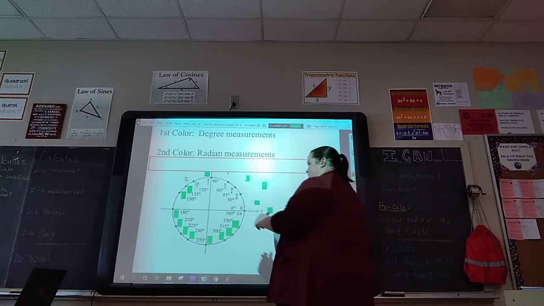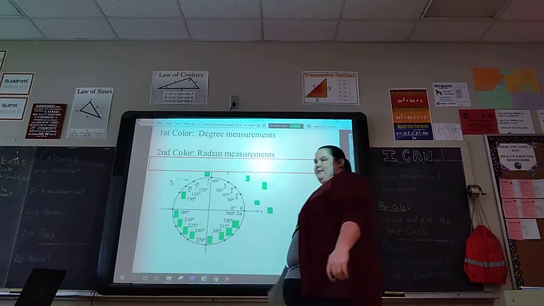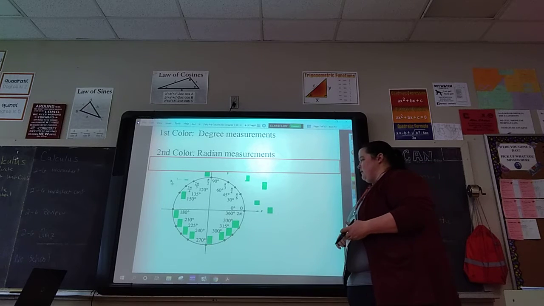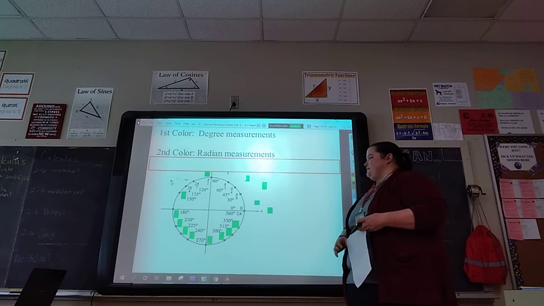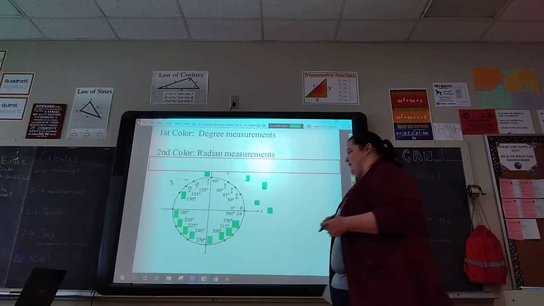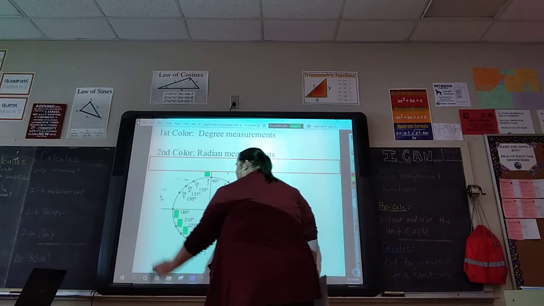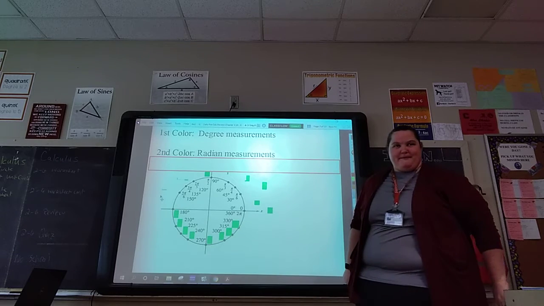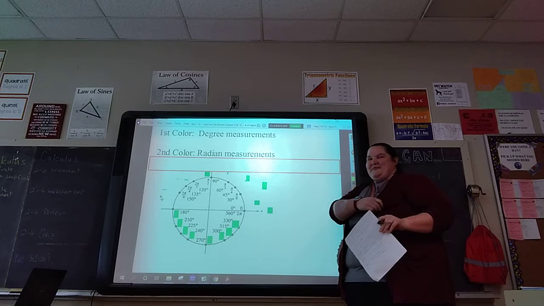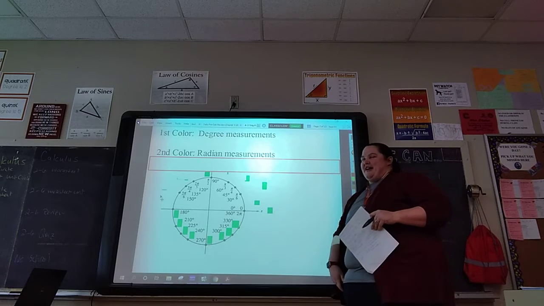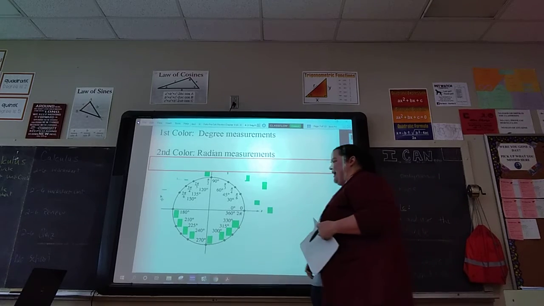135 is 3 pi over 4. 150, 5 pi over 6. You might start to notice a little bit of a pattern with the denominators as you go through.